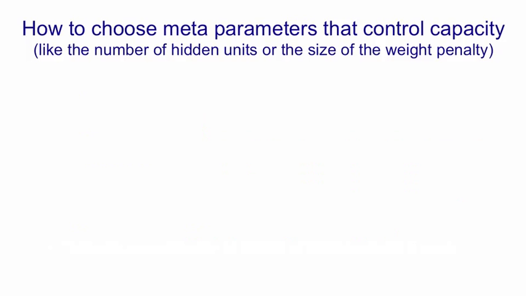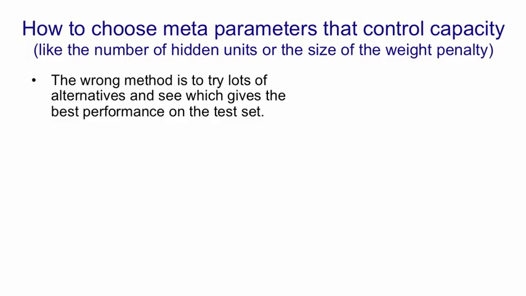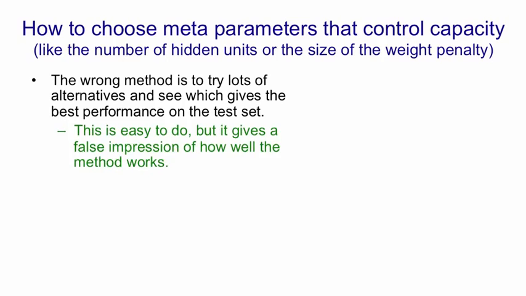Now, for most of these methods, there's metaparameters that you have to set, like the number of hidden units, or the number of layers, or the size of the weight penalty. An obvious way to try and set those metaparameters is to try lots of different values of one of the metaparameters, like, for example, the number of hidden units, and see which gives the best performance on the test set. But there's something deeply wrong with that.